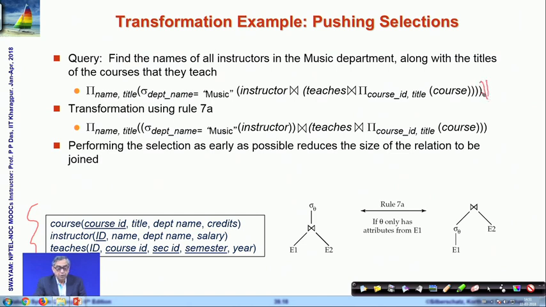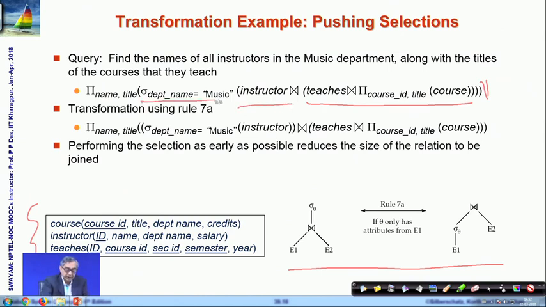This is what the query is in the relational algebra form. And if you use the transformation rule of select early, the rule 7a, whose transformation I have just shown here, then you should be able to do the following. Here what you are doing is first a join of teaches and the projection of course, then joining instructor with that, and finally doing the selection.